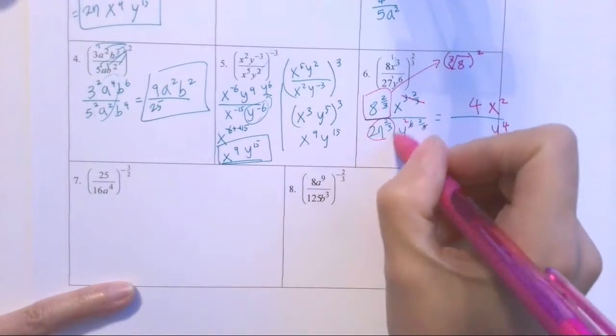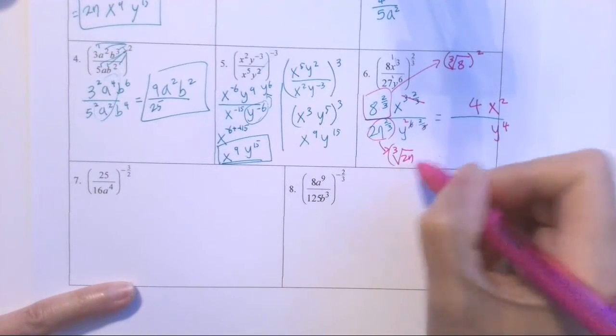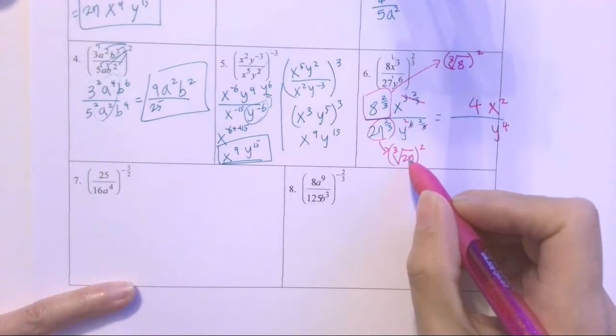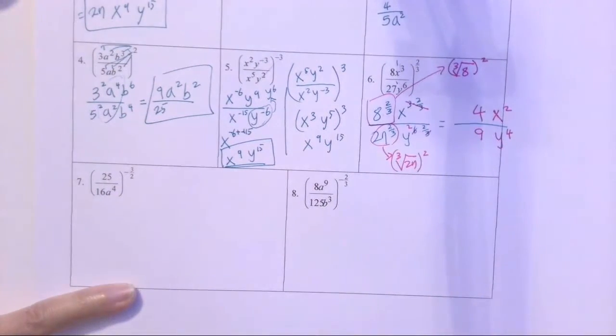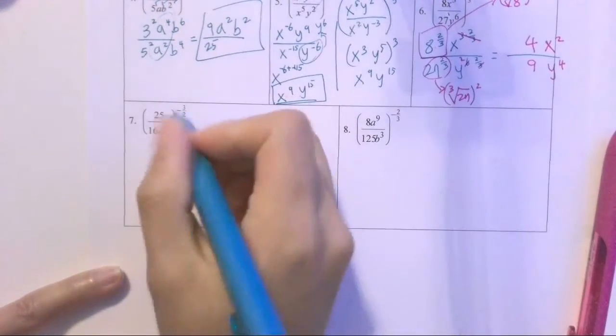Okay, let's do one more over here. The denominator is 3, so it becomes the cube root of 27, quantity squared. What's the cube root of 27? 3. What's 3 squared? 9. That's how you do it. Okay? Alright, number 7. Let's keep it going.